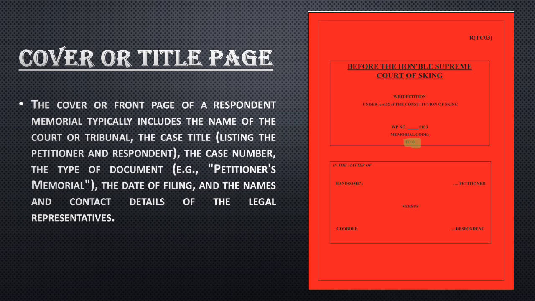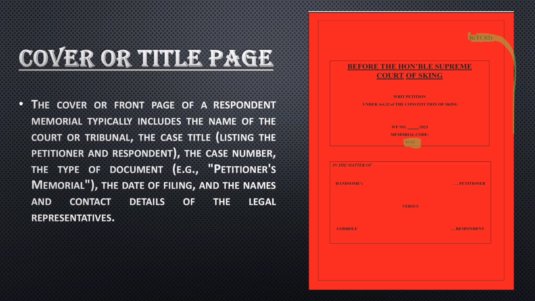The writ petition number or memorial code, that is your team code, and at the top of the page it is mentioned R. What is that R? So R here refers to respondent and TC03 is the team code number. After that, the parties to the case, that is petitioner versus respondent, so Handsome versus Good Bole.